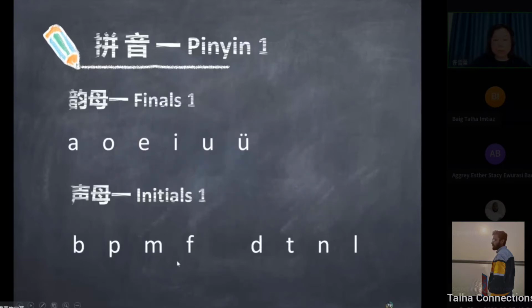Now, the first initials we are going to learn are these eight. Bo, po, mo, fo, de, te, ne, le. Again, bo, po, mo, fo, de, te, ne, le.